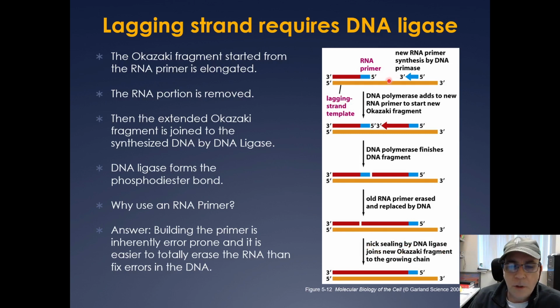Now, a question that you might wonder is, why use an RNA primer and not a DNA primer? The answer is that the creation of the primer is more error prone, so it's better to build an RNA primer that's removed than to have a DNA primer where potential errors are put in by the primase. Once again, it helps to lower the error rate of DNA replication.